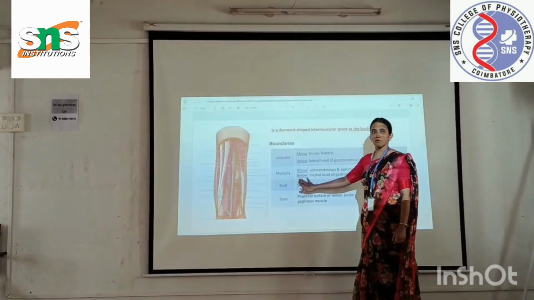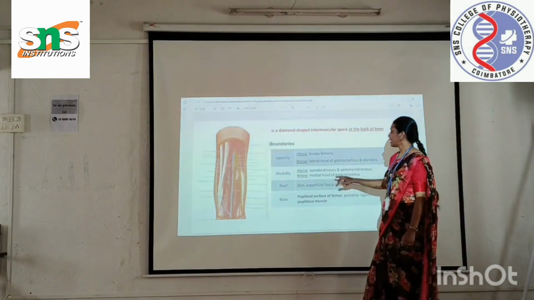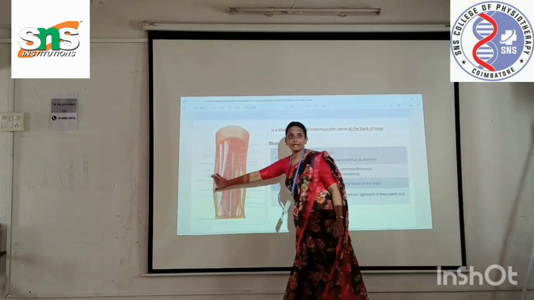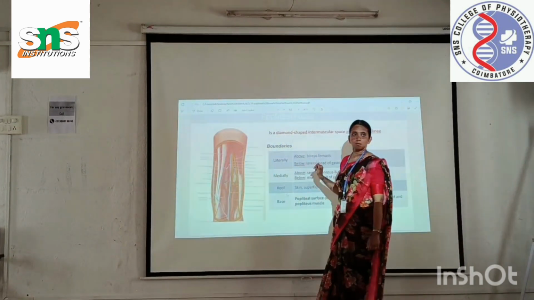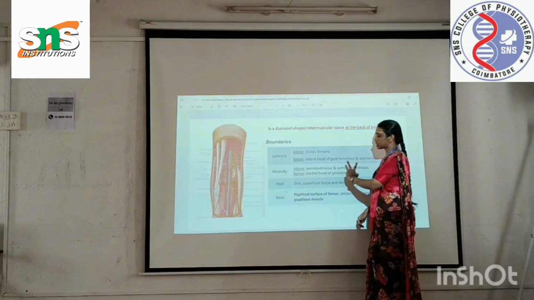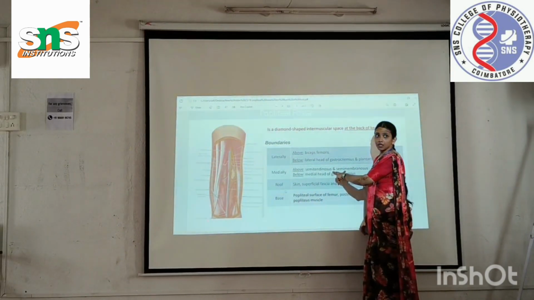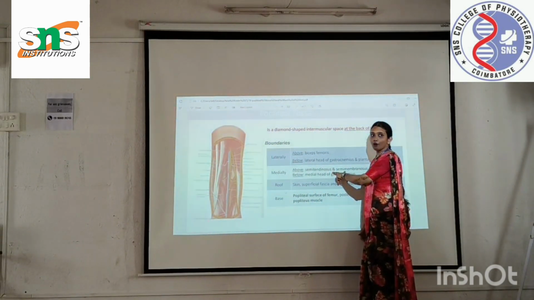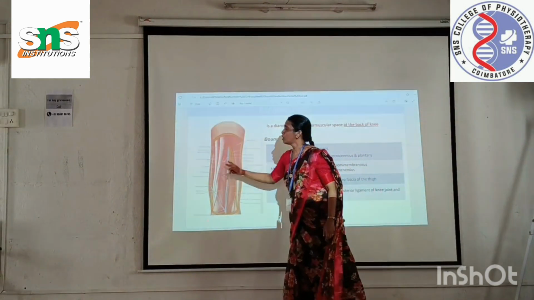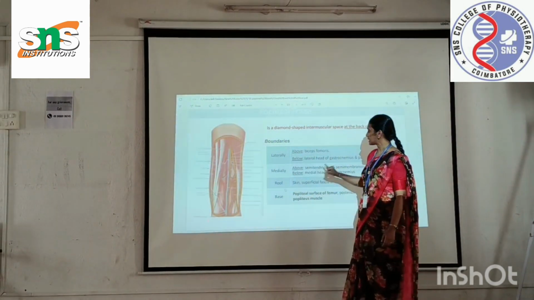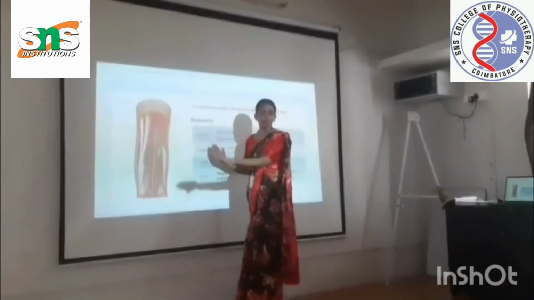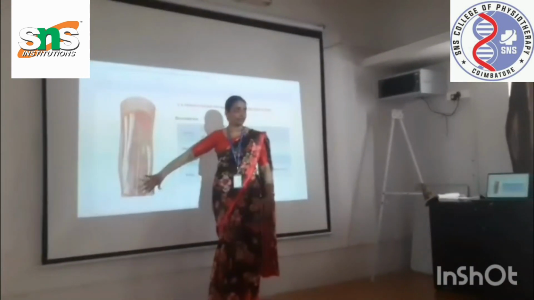So the medial boundary is formed above by semitendinosus and semimembranosus. These muscles are among the muscles of the hamstring group. So medially above, the two muscles form this boundary, semitendinosus and semimembranosus. If you split up the back of the thigh, you can see the popliteal fossa.